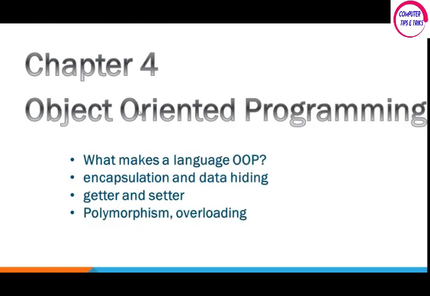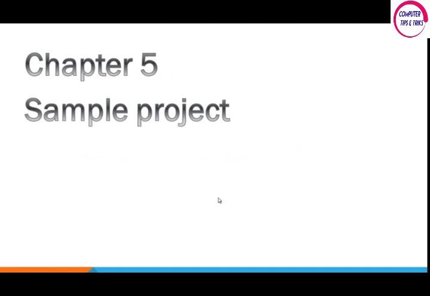In chapter 4 we are going to be introduced to the object-oriented programming concepts, especially what makes a language an object-oriented programming language. We are also going to learn about encapsulation and data hiding and polymorphism and overloading. Now with all the concepts we had learned till chapter 4, we are going to do a small sample project using the Java programming language. Then we will do a quick review of all the topics.